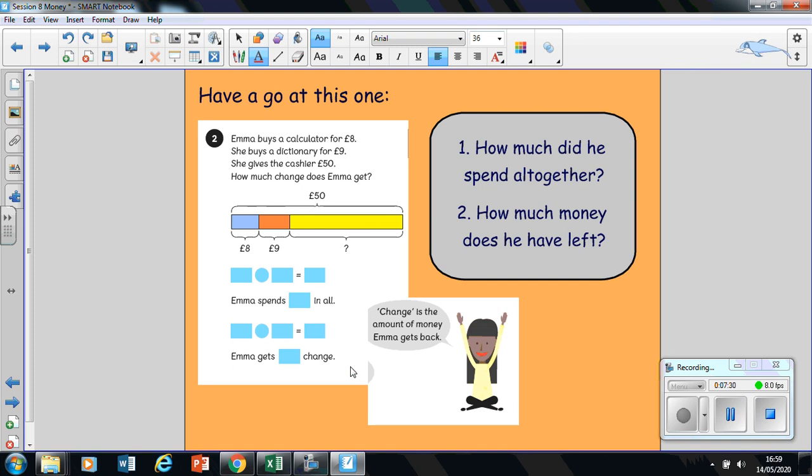Okay, so think about the two steps. I've got them written down here for you. How much did he spend altogether? How much money does he have left? Okay, have a go and we'll come back together to move on.